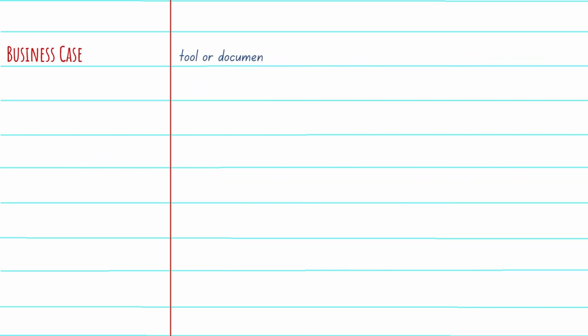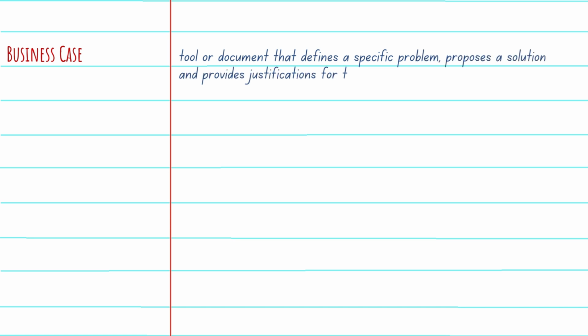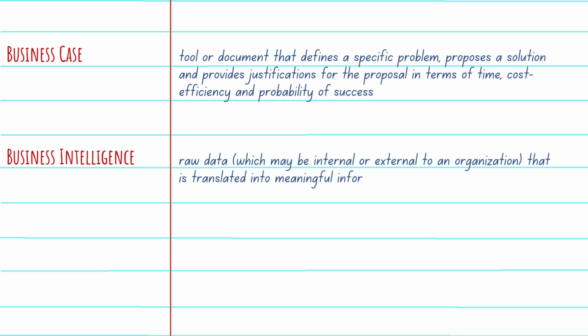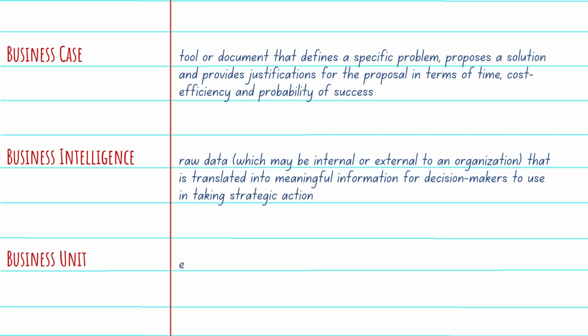A business case is a tool or document that defines a specific problem, proposes a solution, and provides justifications for the proposal in terms of time, cost efficiency, and probability of success. Business intelligence is the raw data, which may be internal or external to an organization, that is translated into meaningful information for decision makers to use in taking strategic action.